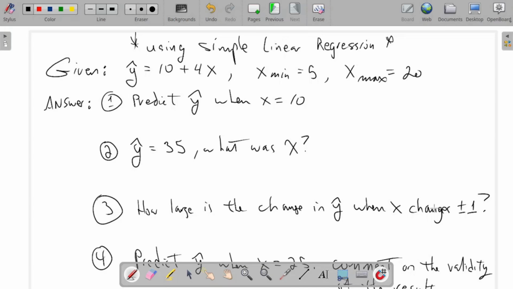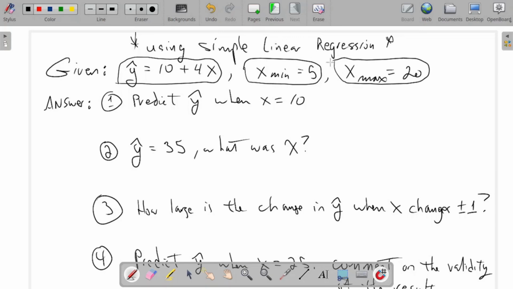Here we're going to use a simple linear regression equation to answer several questions, all of which are likely to show up on an exam. We're going to start with the givens. This is our simple linear regression equation, 10 plus 4x. The important information for later on is the minimum value of x is 5 and the maximum value of x is 20.